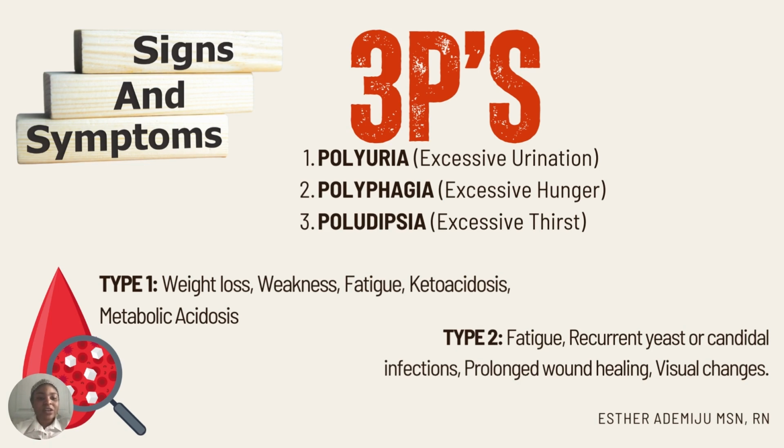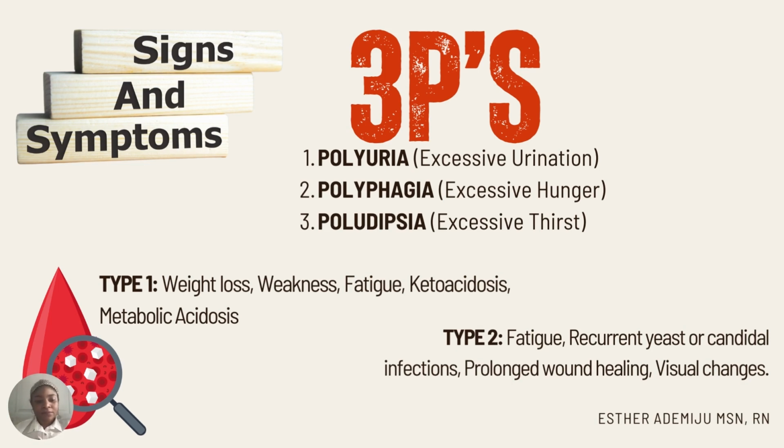For your type 2, they also get a bit of fatigue. They get a lot of infections. Their wounds don't heal easily, so if they get injured because of all that sugar in the blood, the healing process is very slow. They start to have some visual changes as time goes on too.